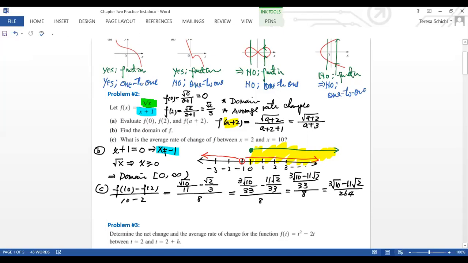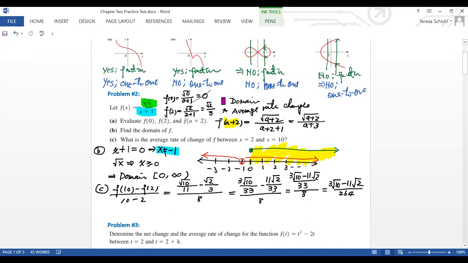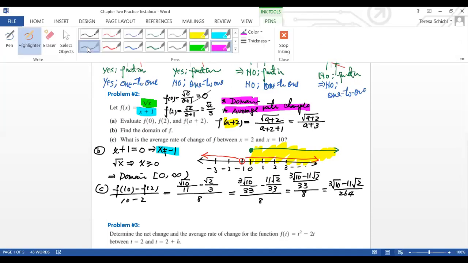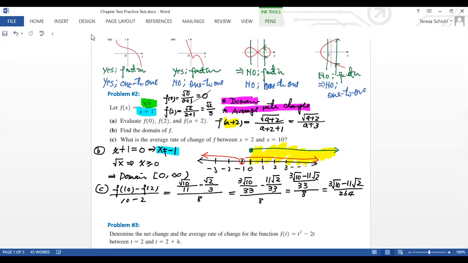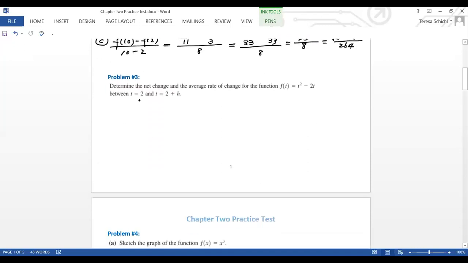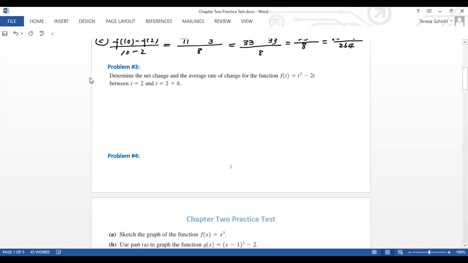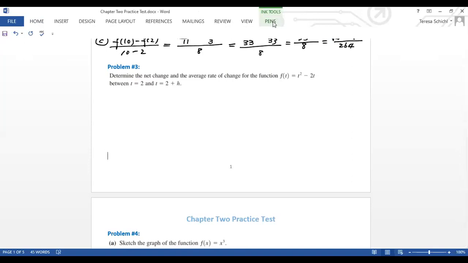Okay, so that's it. Remember, for the second problem, what we try to test here is to make sure you understand how to find the domain and how to find the average rate of change. Okay, all right. So number 3 is here. We say, find the net change and the average rate of change, right?